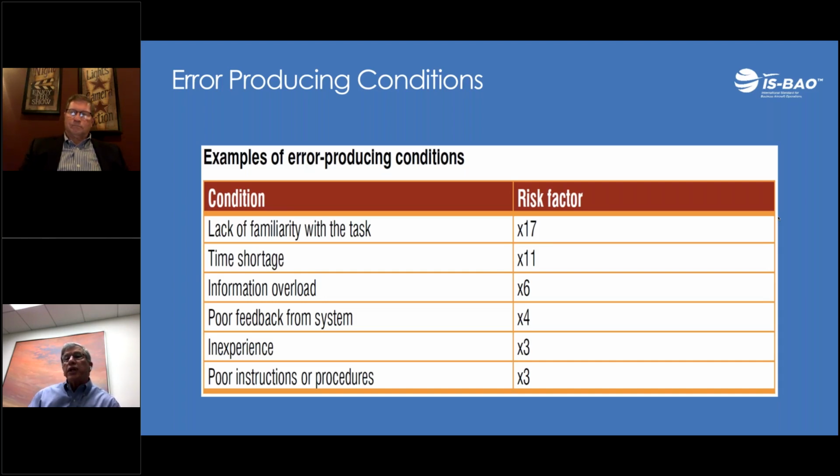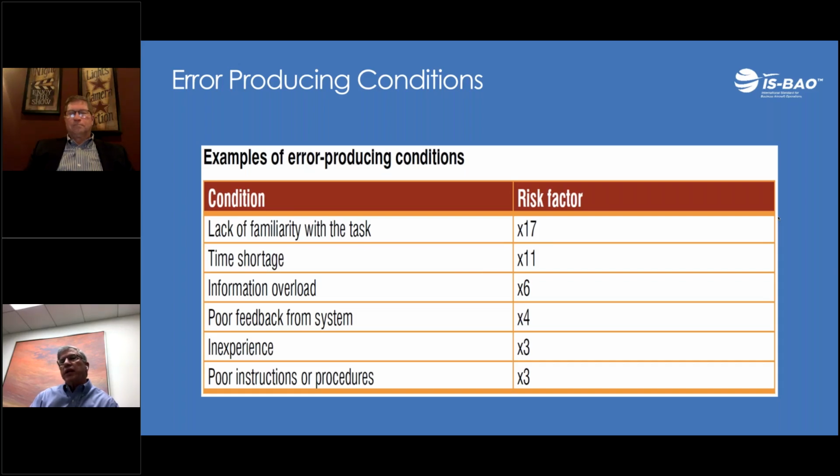Examples of error-producing conditions. Again, look at the number 1 on this list, lack of familiarity with the task. There's a 17 times risk factor for us to not get it right. Time shortage, there it goes back to that perceived time pressure that's always there. Information overload, oh my gosh, that task card is forever. How am I going to get all this done, right? Poor feedback from the system. Maybe that task card isn't written correctly, and it leads me into a place where I just don't know if we're doing the right thing or not. And experience, again, there it shows up again in poor instructions or procedures. The SOPs just weren't written right.